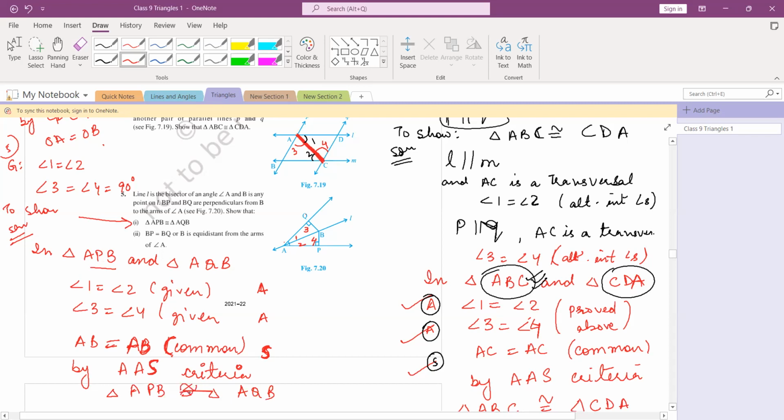Okay. So the first thing we have shown, and we have to show the second thing. Look here. BP is equal to BQ. This side is equal to this side. So simply by CPCT, when the triangles are congruent, BP is equal to BQ. Done. Okay, I think 3 more questions are there in this exercise. Let us finish it.